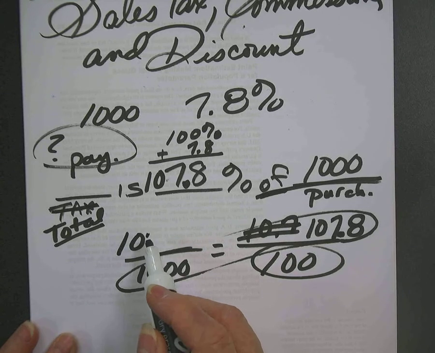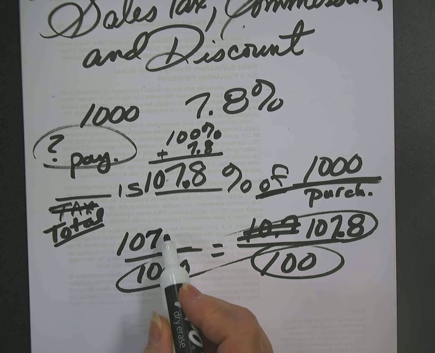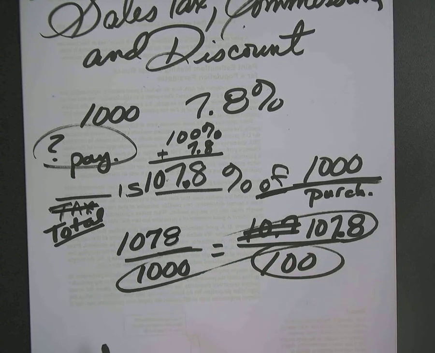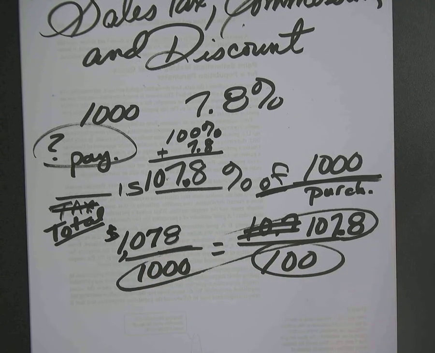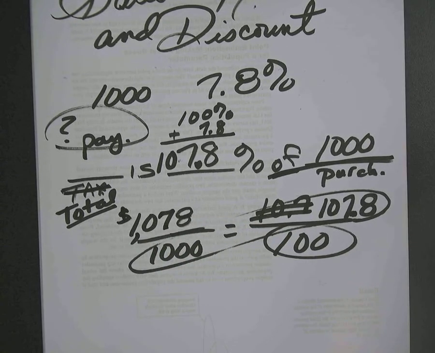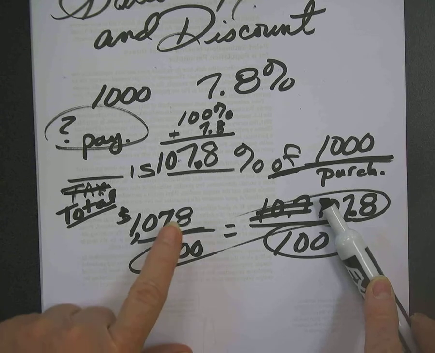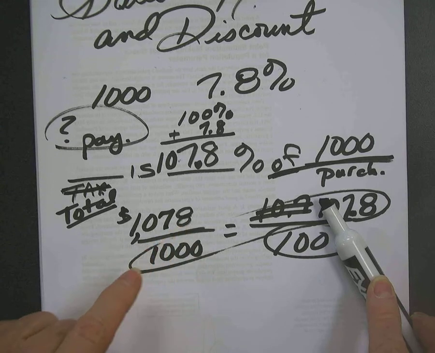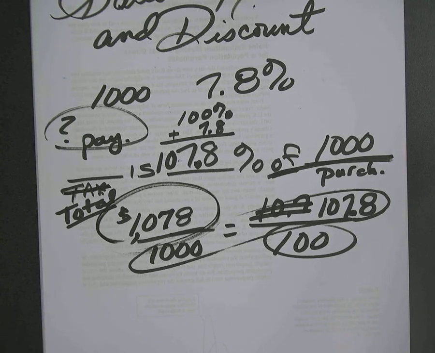107. 8. And that's a comma there, right? Does that make sense? Does it sound like it makes sense? Yeah. $1,078. So if we only did the tax part, it would have been $78, wouldn't it? And we would have had to add the $78 tax to the 1,000, and would have got 1,078. This way we got the total right there.